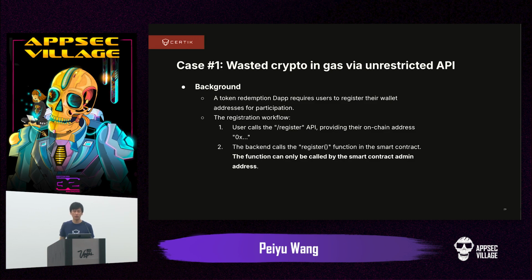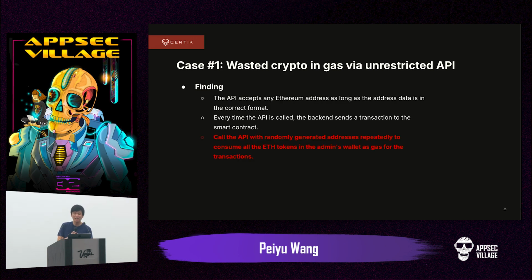So the first case I want to talk about is wasted crypto in gas via unrestricted APIs. This application is a token redemption API that requires users to register a wallet for participation. The registration workflow has a /register API, which users can provide their own chain address to, and then the backend makes a call. The finding here is that the API accepts any Ethereum address as long as the address data is in the correct format. So each time the API is called, the backend sends a transaction to the smart contract.